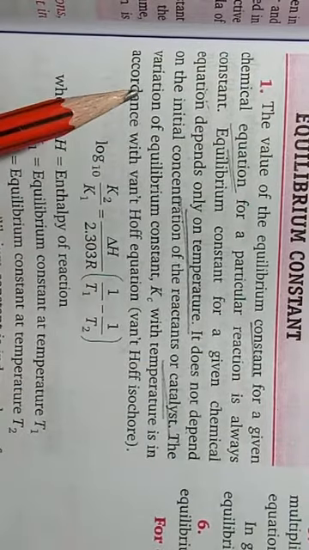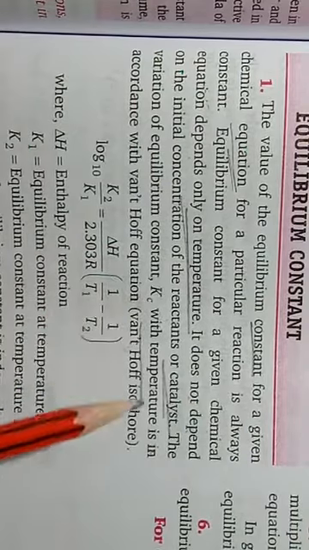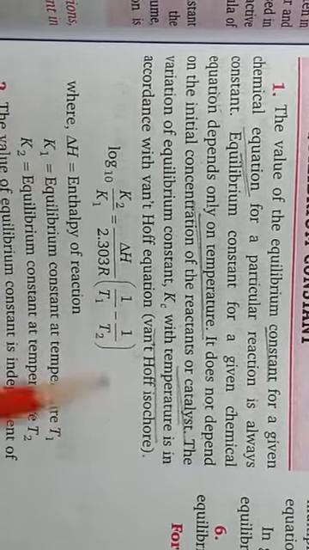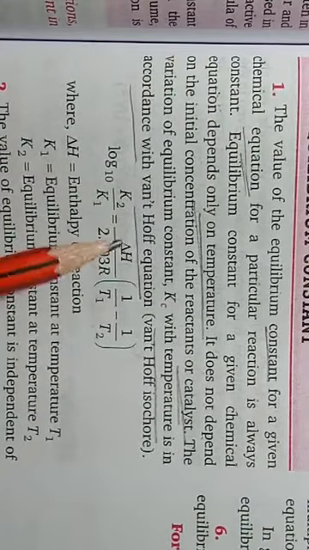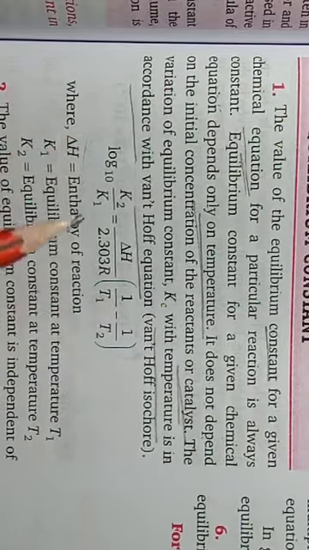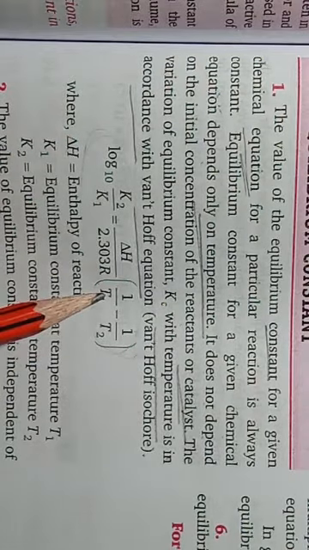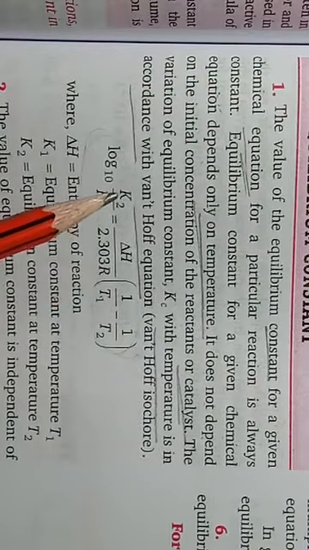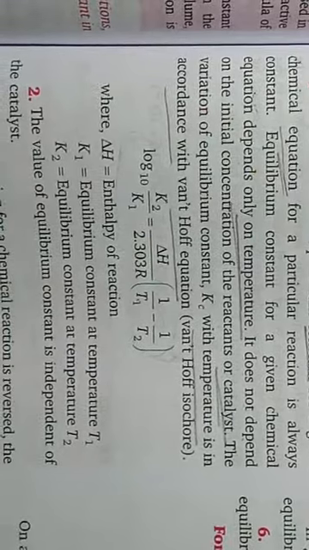The variation of equilibrium constant Kc with temperature is in accordance with the Van 't Hoff equation. This is the Van 't Hoff equation, which defines how the temperature and the equilibrium constant of a reaction are correlated with each other.